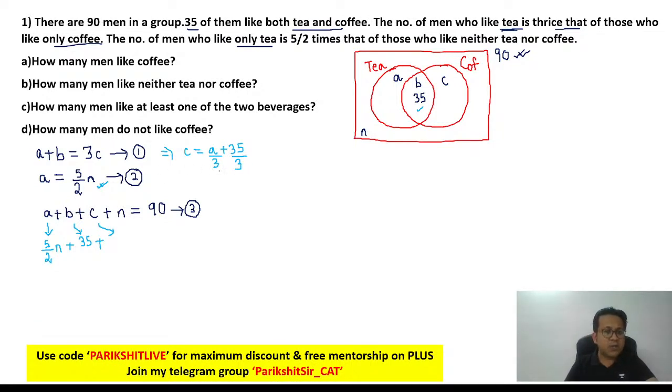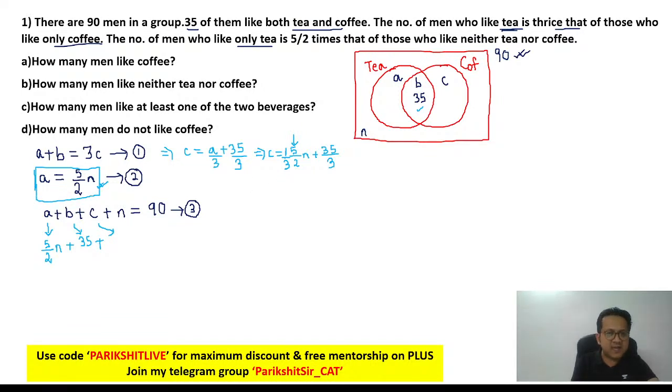And what is A? A can come from equation 2, right? Can you write A from equation 2? I think so. What is A from equation 2? A is 5 by 2 N. So C is 1 by 3 into 5 by 2 N plus 35 by 3. Just to make sure that you understand, I substituted the value of A as 5 by 2 N. 1 by 3 is already there, and the value of A is 5 by 2 N. Where did it come from? It came from equation 2.